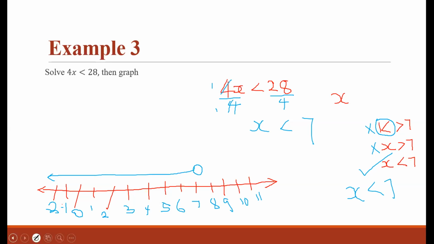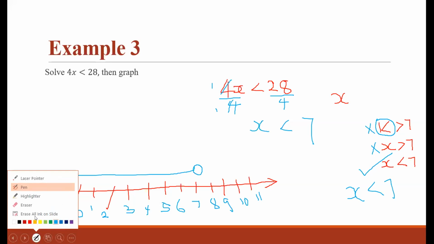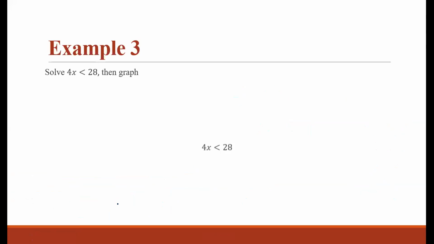So I'm going to clean off this board. And maybe for those who are putting it down, the first step is you rewrite the question. The second step is you divide through by the constant, which is a positive. And the answer becomes X is less than 7. So you don't change the sign because it is a positive value.